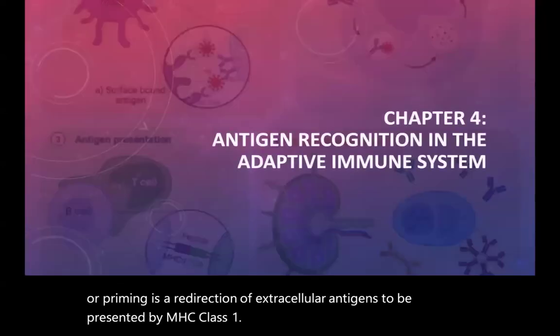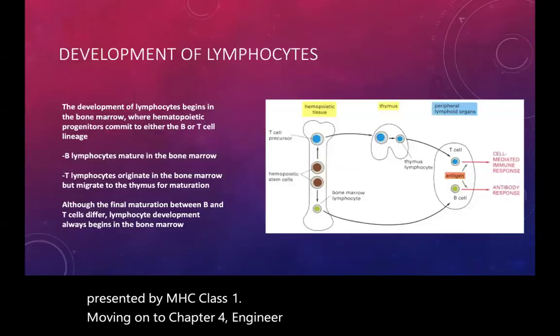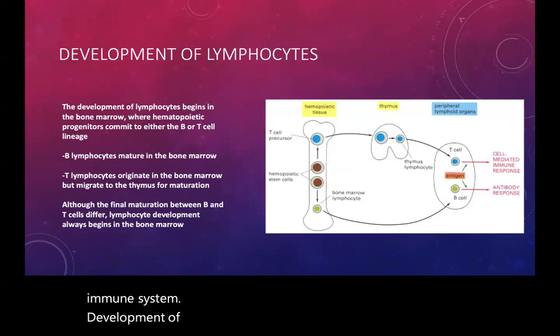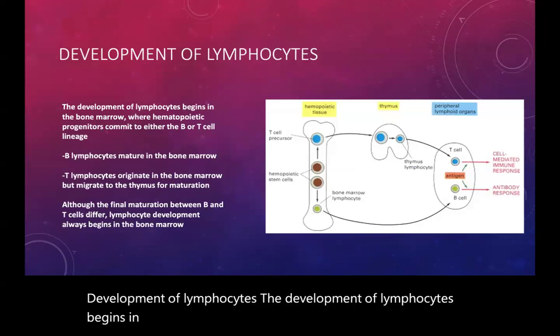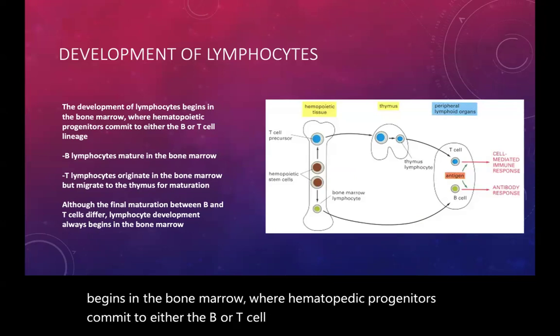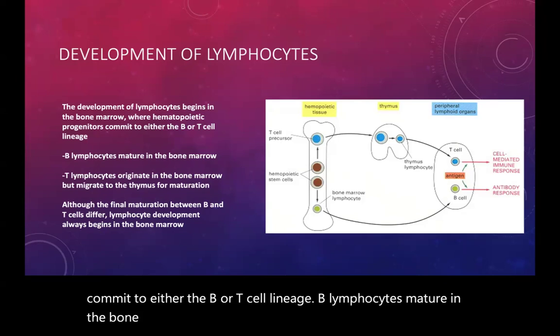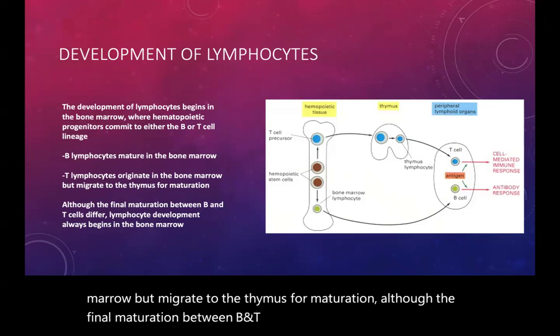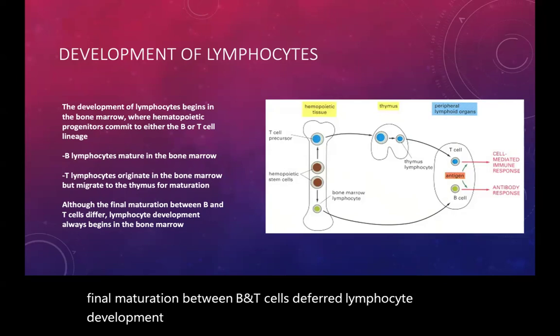Moving on to Chapter 4, antigen recognition in the adaptive immune system. Development of lymphocytes. The development of lymphocytes begins in the bone marrow, where hematopoietic progenitors commit to either the B or T cell lineage. B lymphocytes mature in the bone marrow, and T lymphocytes originate in the bone marrow but migrate to the thymus for maturation. Although the final maturation between B and T cells differs, lymphocyte development always begins in the bone marrow.